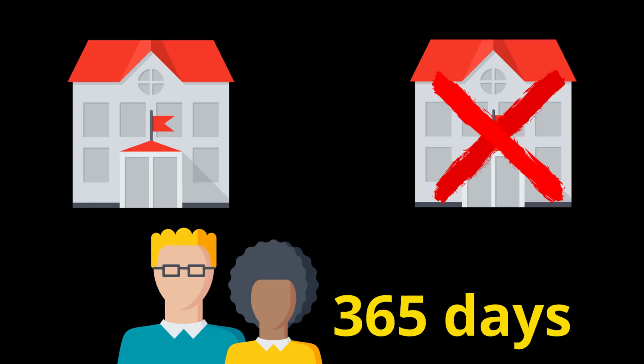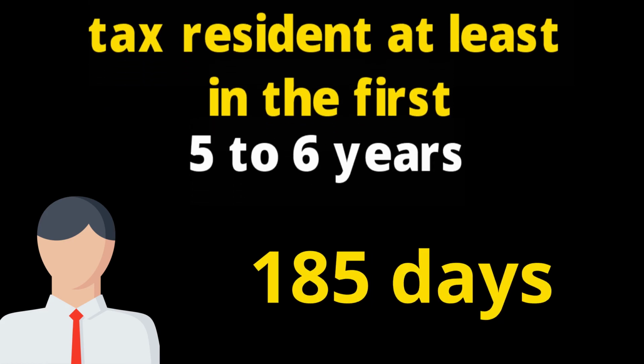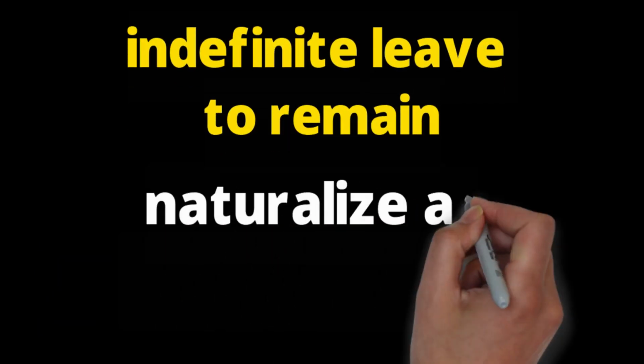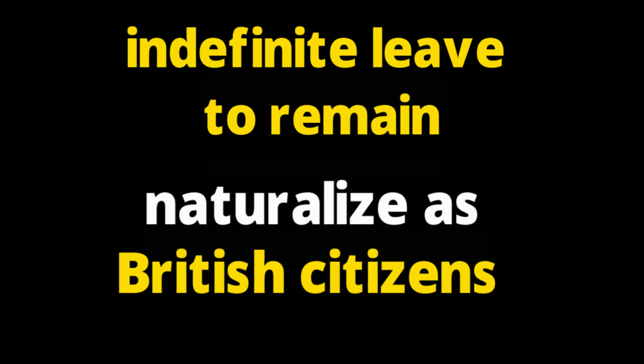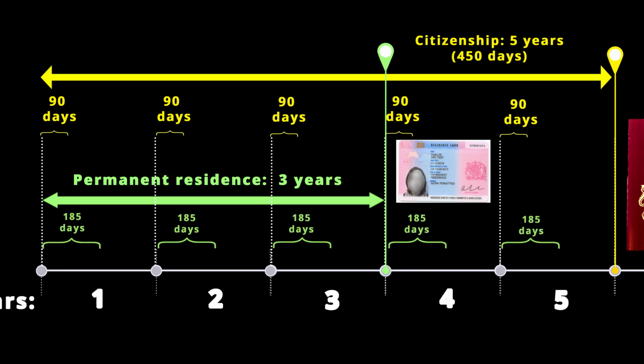Most of my clients will be tax resident at least in the first 5 to 6 years because they need to spend 185 days in the UK in order to qualify for indefinite leave to remain and then to naturalise as British citizens. So you can see from the diagram here in green that in each year my clients will need to spend 185 days in the UK because they're only allowed 180 days absence in each rolling 12-month period. You can see that 180 days in red here.